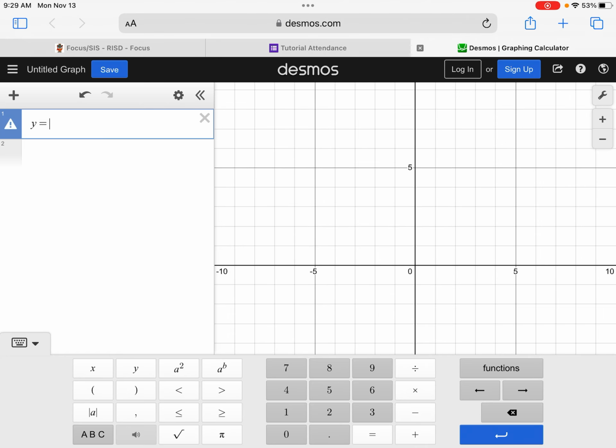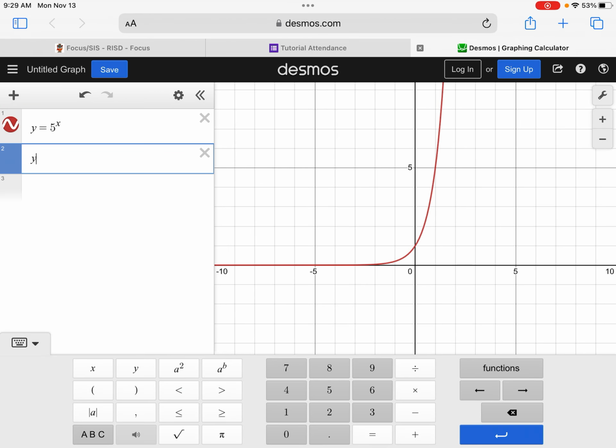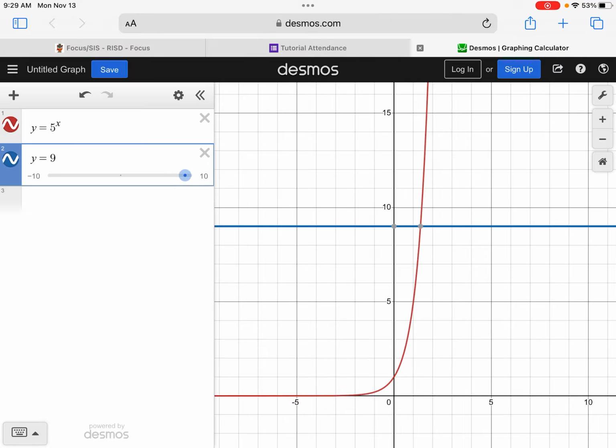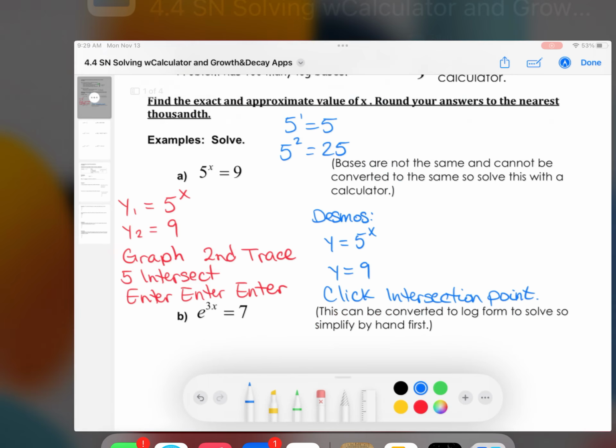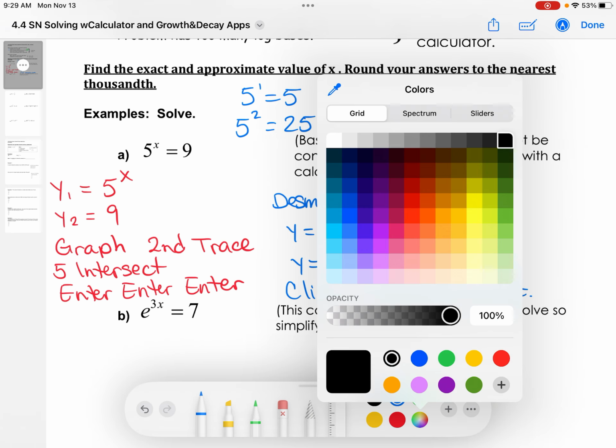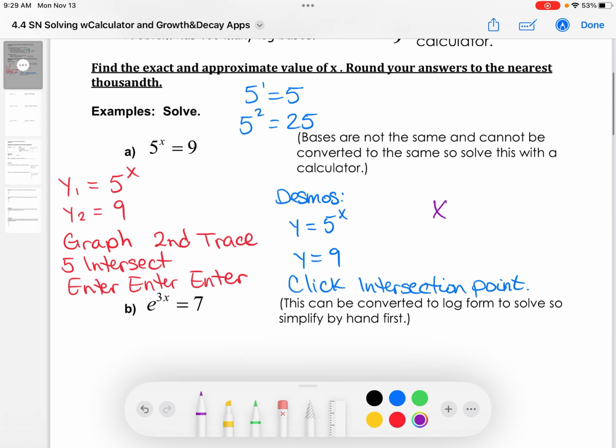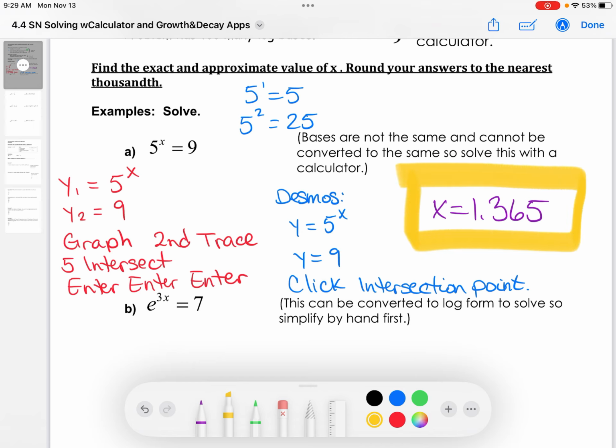All right, on line 1, y equals 5 to the power of x. And on line 2, y equals 9. Okay, and you can touch and zoom and wiggle this. When you click on that intersection point or touch it, it will give you the coordinates, 1.365, comma 9. So that solution is x equals 1.365. And there's your solution.